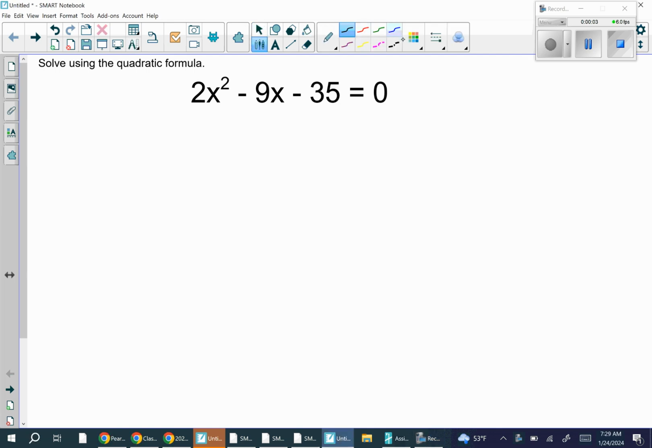All right, ladies and gentlemen, we are being asked to solve equations using the quadratic formula. We're just going to do the one from your homework here. We have 2x squared minus 9x minus 35 equals 0. We're just going to go step by step.